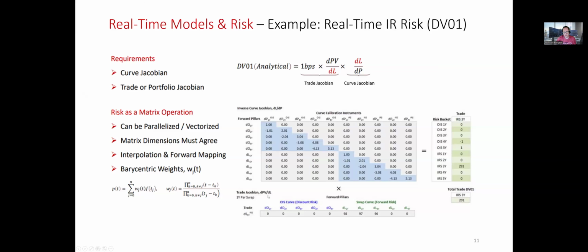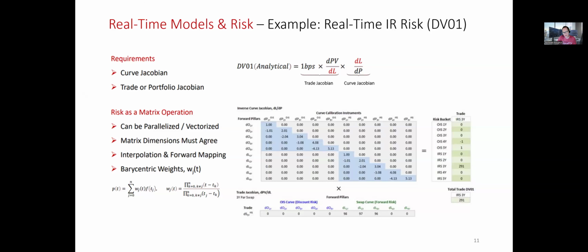Matrix dimensions must agree between the trade vector and the curve Jacobian. We'll discuss that shortly. The way that we format the trade Jacobian to have the right dimensions is by using barycentric weights coming from barycentric interpolation. Barycentric weights from barycentric interpolation, what does that mean?